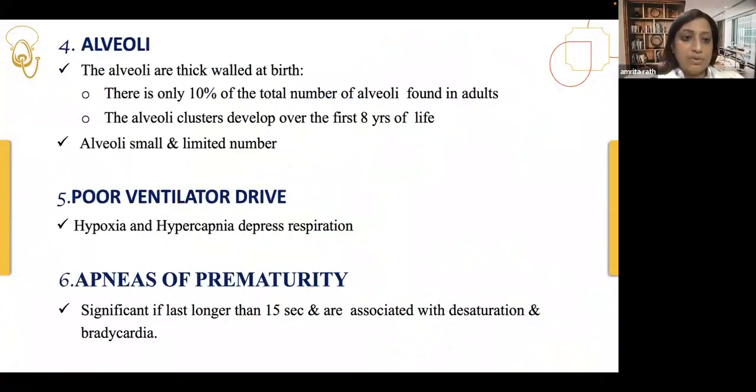Then comes the alveoli. The alveoli are thick-walled and only 10% of the total alveoli that we find in an adult is found in a newborn. They almost take the first 8 years to develop. Then comes the ventilatory drive, their hypoxic and hypercarbic drive is weak.